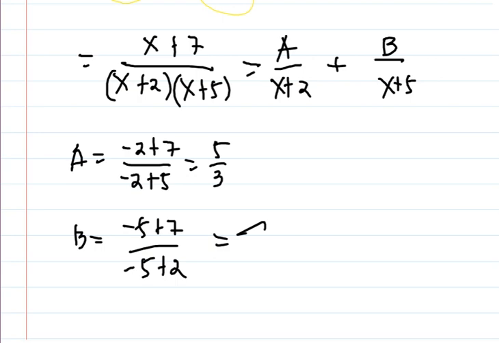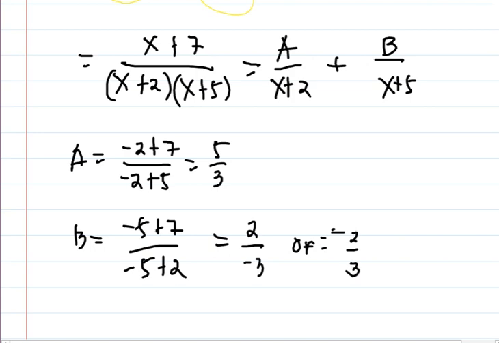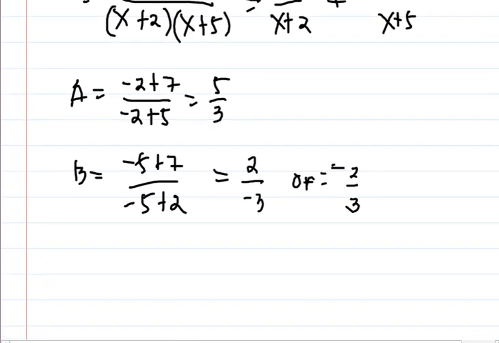So negative 5 plus 7. So we have 2 all over negative 3, or negative 2 thirds. So karon nga may A kag B value, pwede na kita maka-perform sa aton nga inverse Laplace transform.